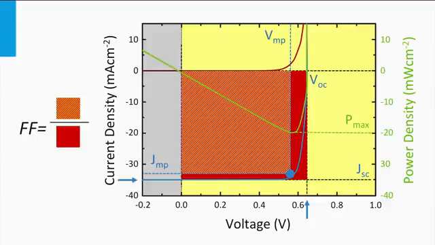This means that we can express the maximum power density as a product of the fill factor, the open circuit voltage, and the short circuit current density. It implies that it is impossible for a solar cell to have a fill factor equal to 1. In that case, the JV curve should have the shape of a rectangle.